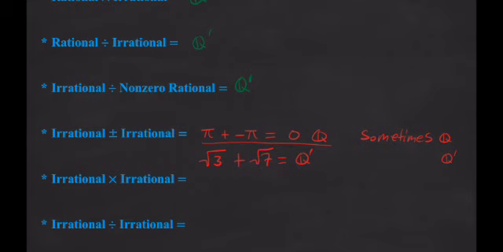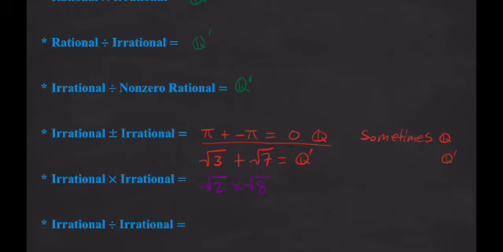If you take two irrational numbers and multiply them, it's also going to depend. Okay, so for example, let's say we have, let's go with square root of 2 times square root of 8. Okay, we have two square roots. Individually, those are irrational.